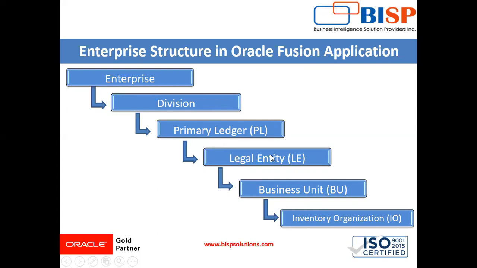After that, we have to define the legal entity and the legal reporting units for the business activity, and this legal entity maps with this primary ledger. And after that, we define the business unit to perform the business functions, and this business unit maps with this primary ledger.